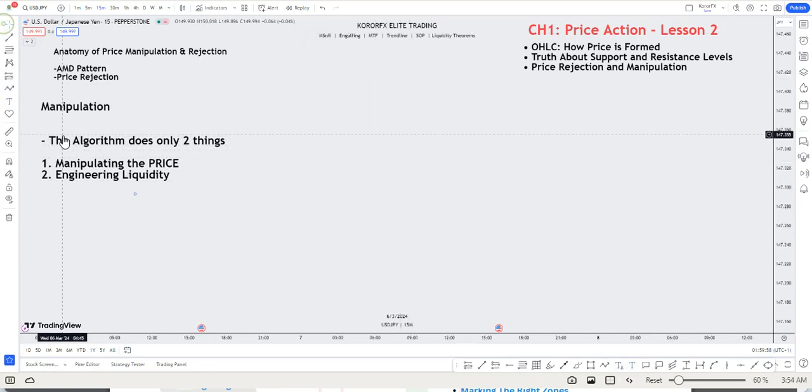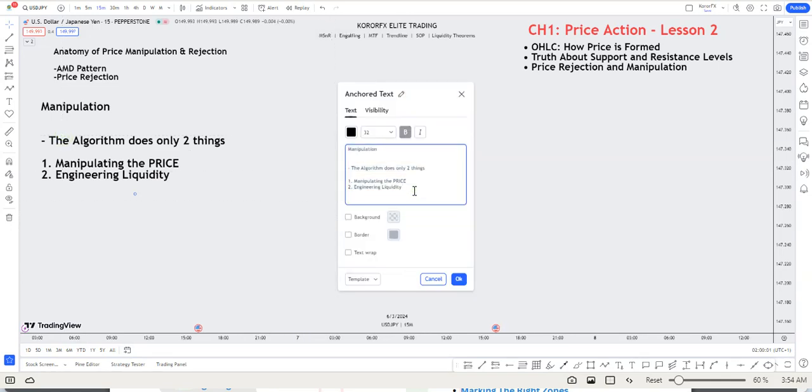Let me add it here. It only consists of a three-phase cycle. One is called manipulation, the one that we want to learn, and the other one is called distribution, and the other one is accumulation. Sorry, the first one is accumulation.